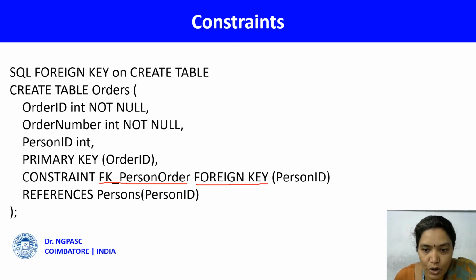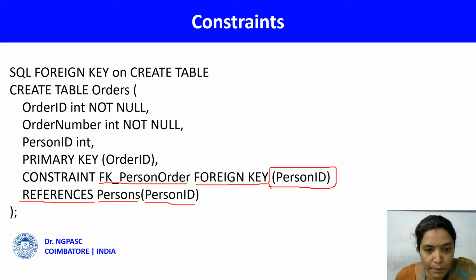For which column am I going to add the foreign key? That is person ID, and references is the keyword which is used to refer to the column which is present in another table. Since this column is the foreign key column in the present table, and it wants to refer to some other column, that column is available in the persons table under the name person ID. So this is the syntax of creating a foreign key.